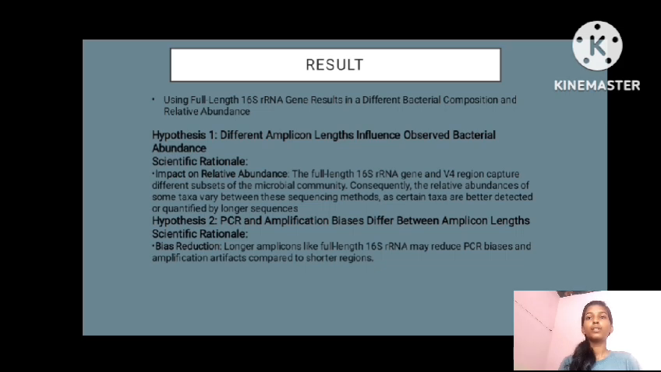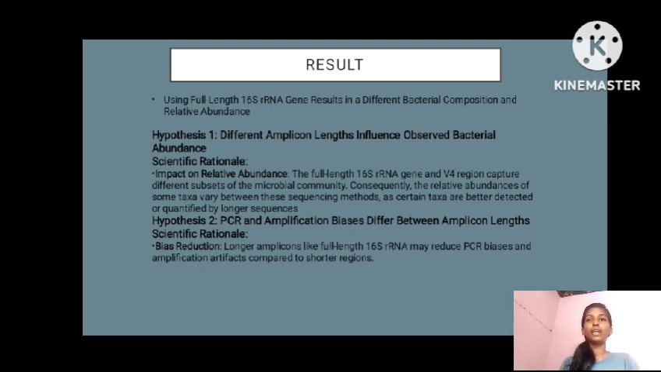First, different amplicon lengths influence observed bacterial abundance. The full length 16S rRNA gene and the V4 region capture different subsets of microbial communities, affecting the observed relative abundances of certain taxa, as some taxa are better detected by longer sequences.